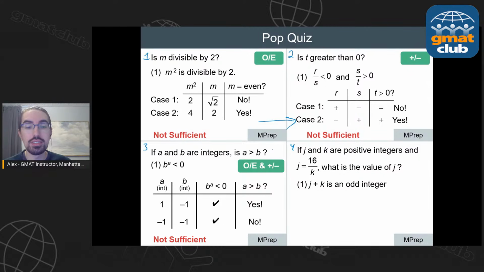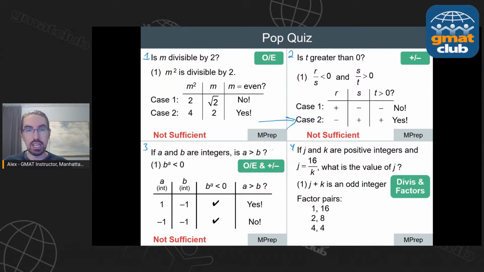J is equal to 16 over K. So we could rewrite that J times K is equal to 16. We have two positive integers that multiply to get 16. Then we know that J and K are both factors of 16. In fact, they are factor pairs.